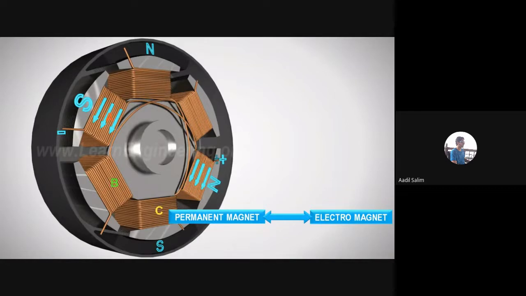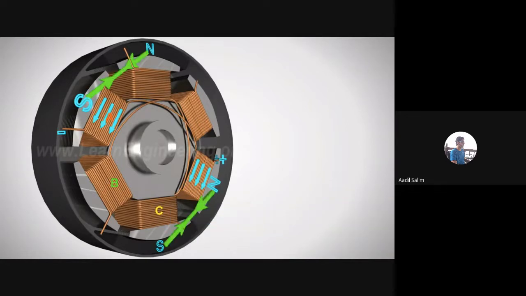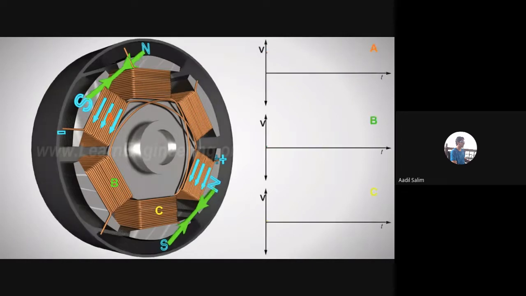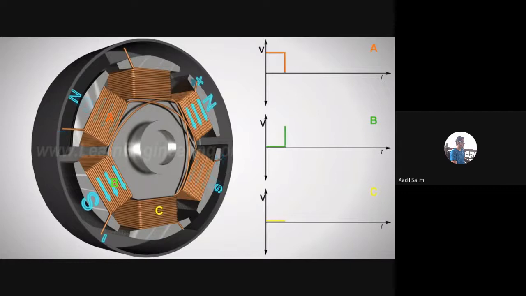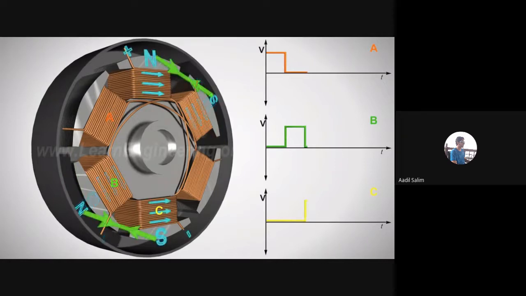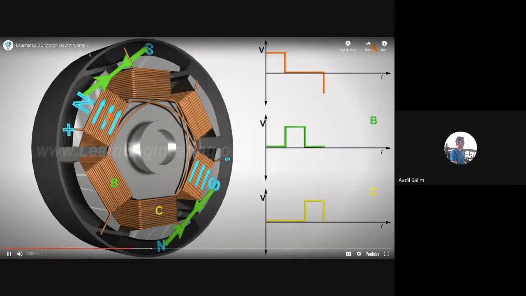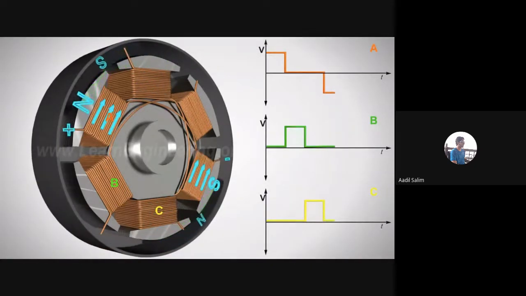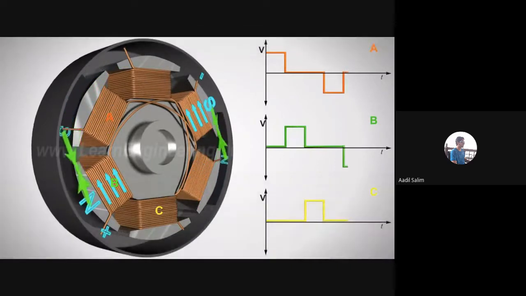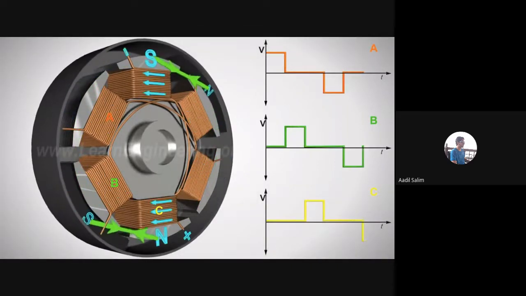In this condition, when the coil A is energized, the opposite poles of the rotor and stator are attracted to each other. As the rotor nears coil A, coil B is energized. As the rotor nears coil B, coil C is energized. After that, coil A is energized with the opposite polarity. This process is repeated and the rotor continues to rotate.